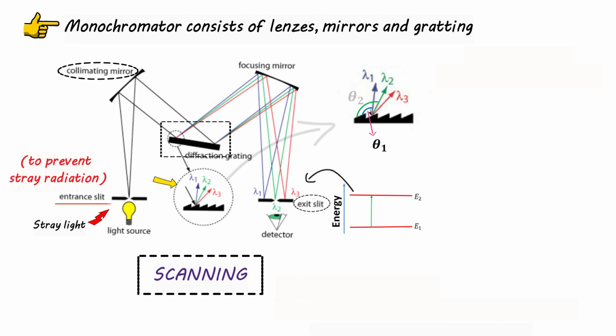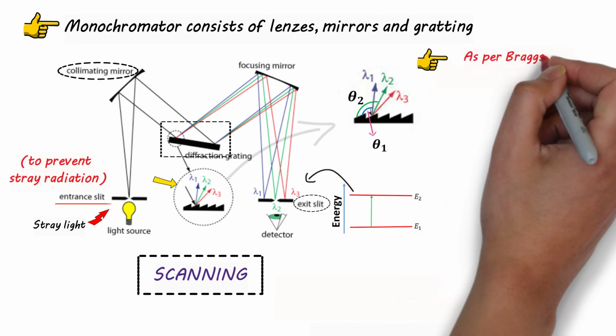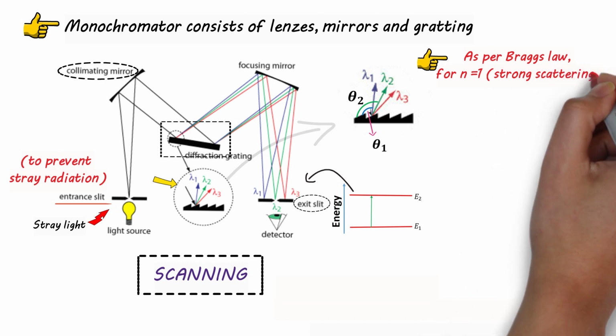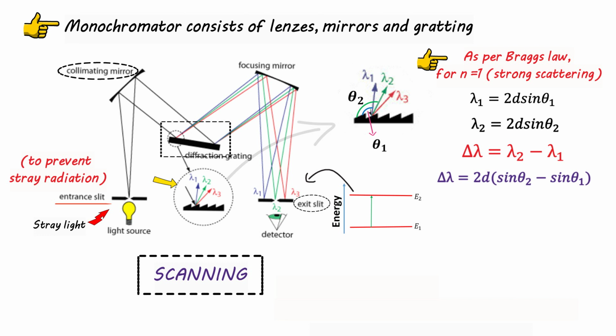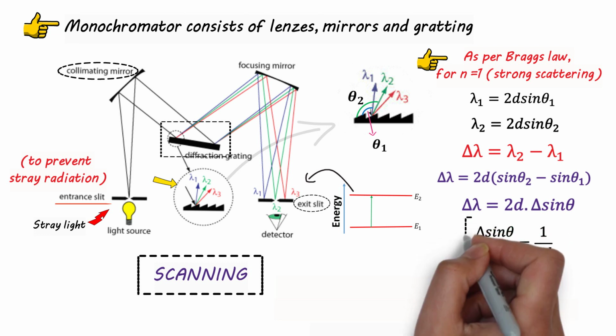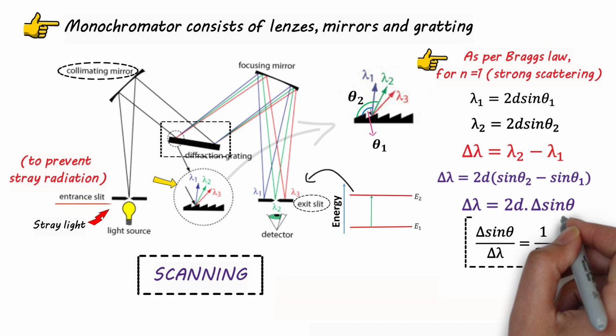Now, at the diffraction grating, let theta 1 be the angle made by lambda 1 and theta 2 the angle made by lambda 2. As per Bragg's law, for n equal to 1, that is strong scattering, lambda 1 will be equal to 2d sine theta 1, and lambda 2 will be equal to 2d sine theta 2. Now take the difference: delta lambda will be equal to lambda 2 minus lambda 1. Putting in the values of lambda 1 and lambda 2, delta lambda will be equal to 2d times (sine theta 2 minus sine theta 1). Delta lambda will therefore be equal to 2d delta sine theta. On rearranging, we get delta sine theta by delta lambda equal to 1 by 2d, where d is the interplanar spacing in the diffraction grating.